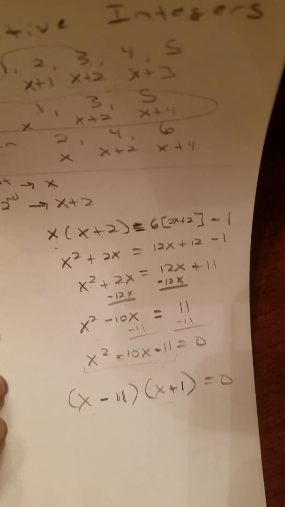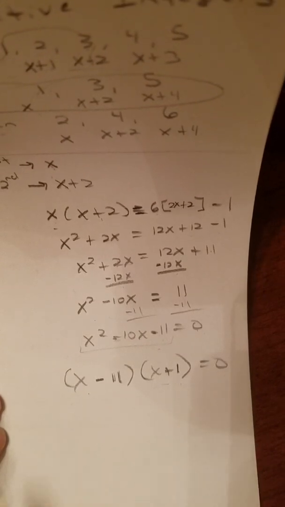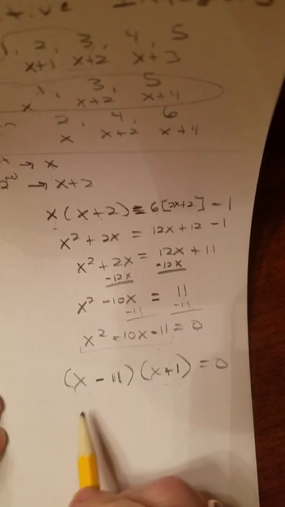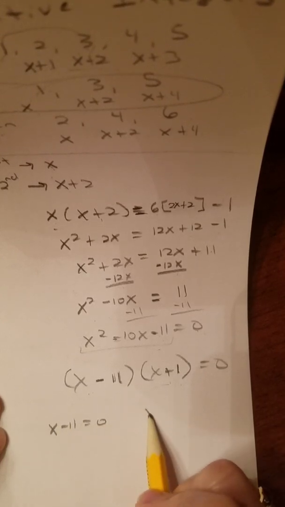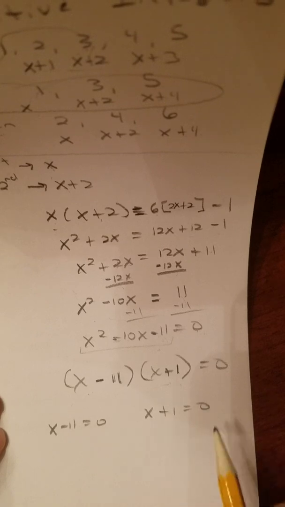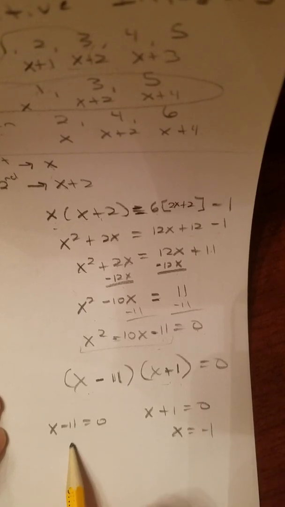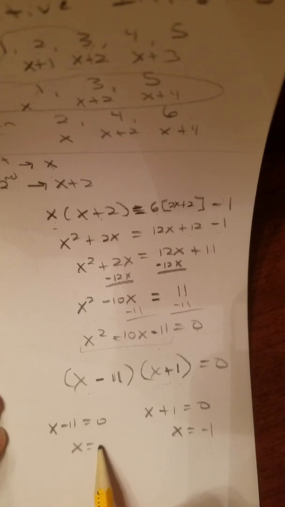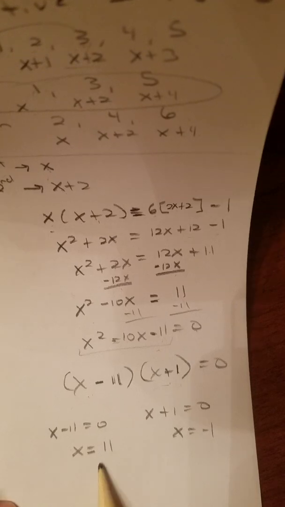Ask if you can factor again. We can't. We now have this completely factored and set equal to 0. So to solve for x, we're going to take each factor and set them equal to 0, and then solve for x. In this case, x is negative 1. In this case, x is 11. So we have two values.